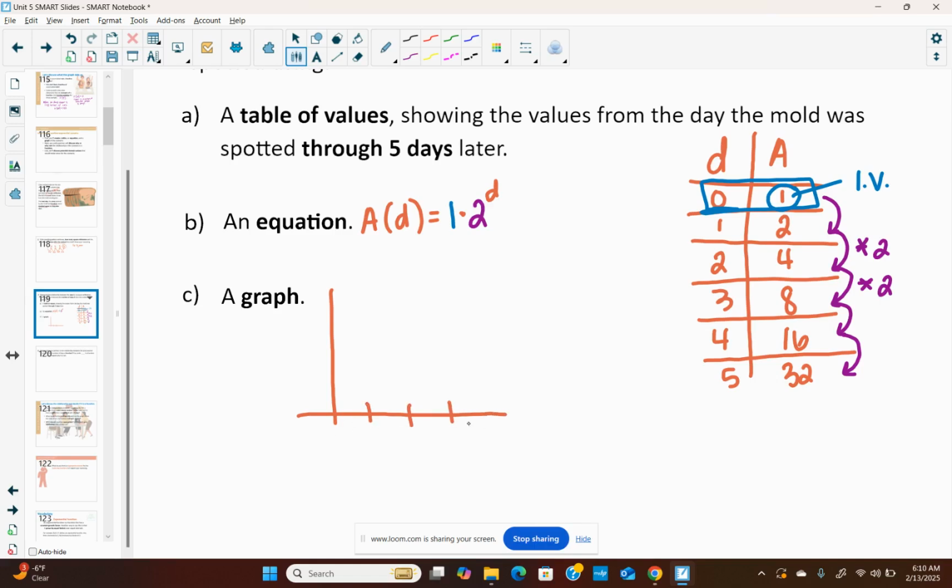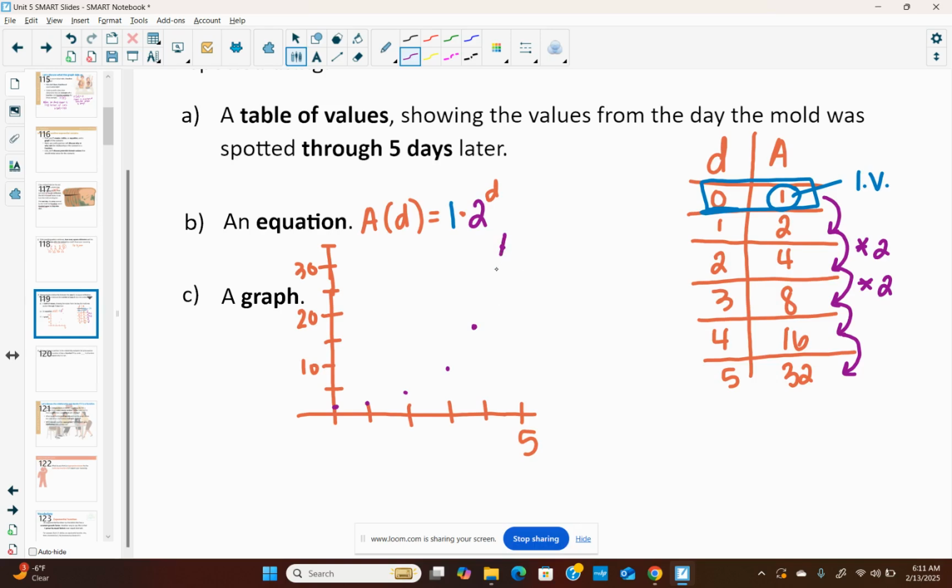Then it asks you to graph it, so we can just draw a sketch of this graph. So 1, 2, 3, 4, 5. I'll count by ones here, and then we need to get up to 32. So I'll do 5, 10, 15, 20, 25, 30, and then 35, I suppose, so we can get all the way up there. So these are counting by fives. So at 0, it was at 1. At 1 day, it was at 2. At 2 days, it was at 4, and you're drawing a sketch here. At 3 days, it was at 8. At 4 days, it was at 16. And at 5 days, it was at 32.